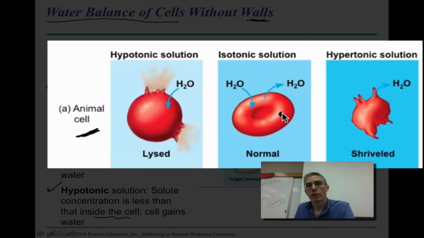to burst. In an isotonic type of solution, again, remember the cell is not going to really change too much. The amount of water going in is going to be the same as the amount of water going out. And in a hypertonic type of solution, remember the cell is going to shrivel up in animal cells because again, that water is going to tend to rush out of the cell.